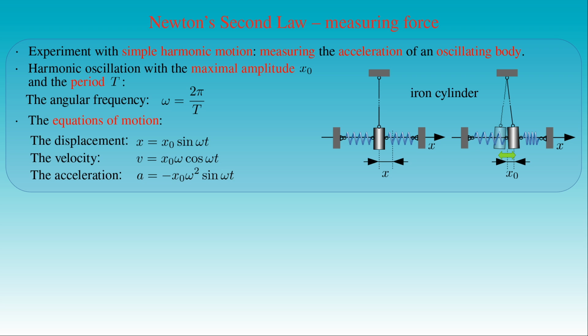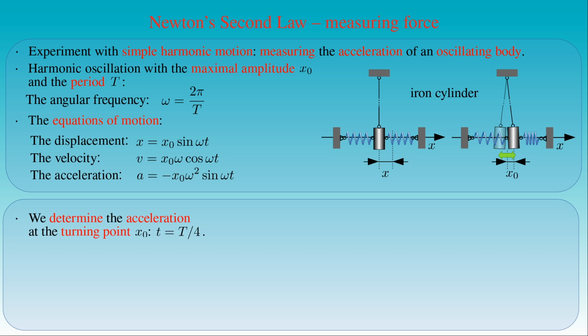If the maximum amplitude x0 is given, and we measure the period T of the motion, then we can determine the acceleration of the iron cylinder at any given time t. We only want to determine the maximum acceleration at the turning point x0 of the motion, that is, when the time t is equal to 1/4 of the period T.